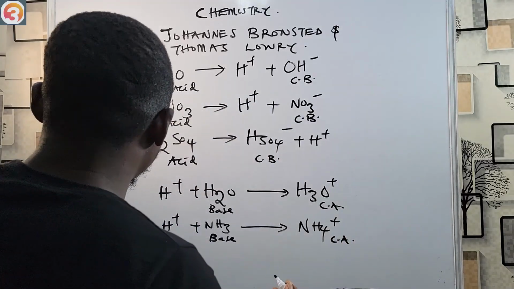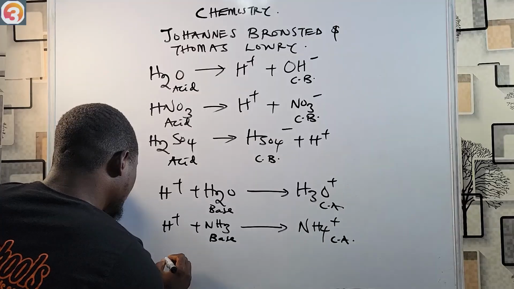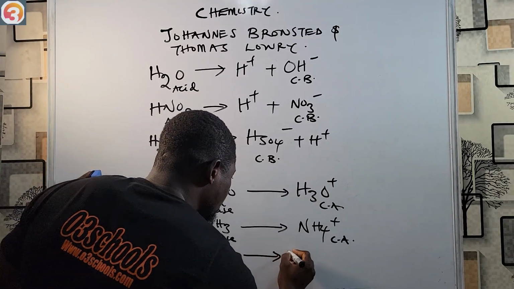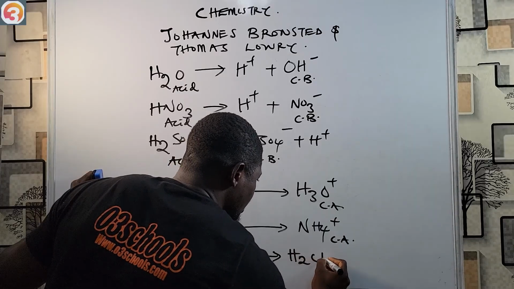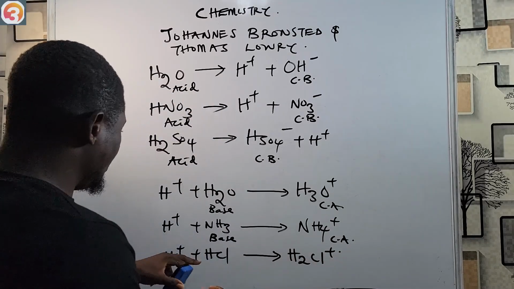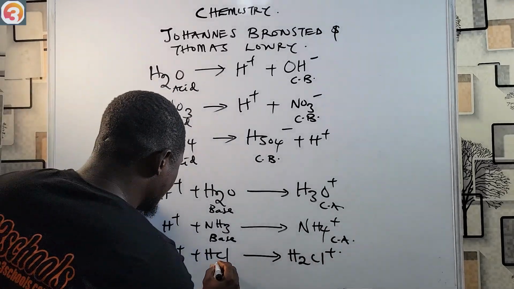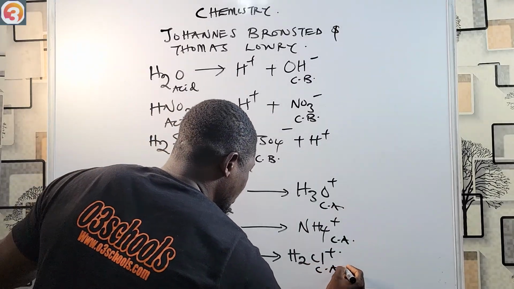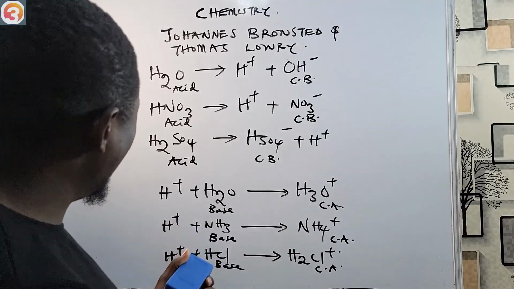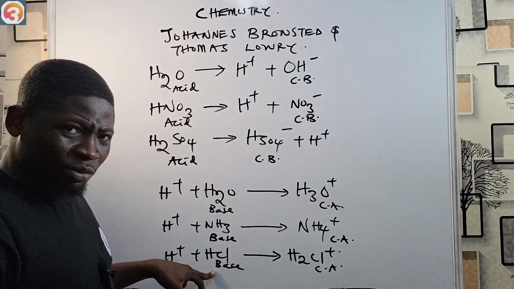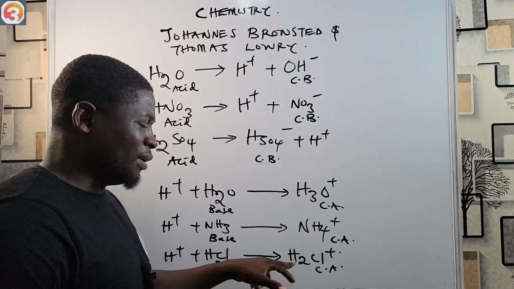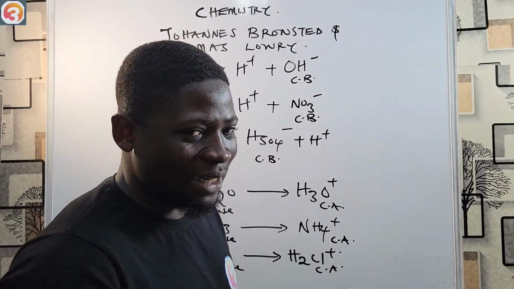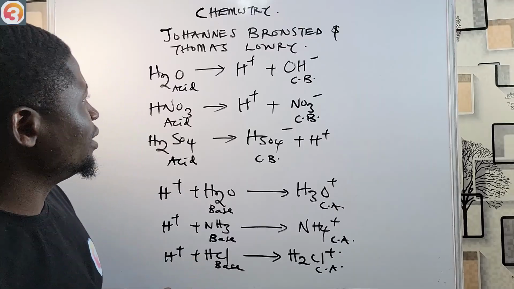Right. So let's see the last one, HCl. H+ plus HCl gives us H2Cl+. Now here the base is HCl, while this H2Cl+ is the conjugate acid. So you may want to ask, why will HCl, which we know to be an acid, become the base here? We're going to explain that later on before the end of this class.